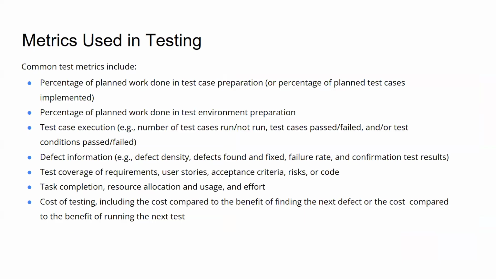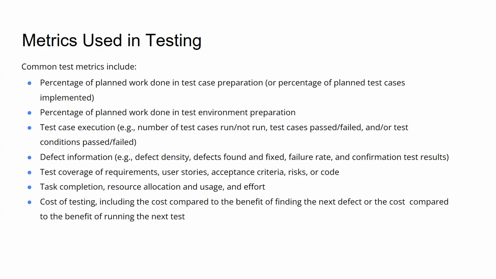So some of the common things are percentage of planned work done in test case preparation, or percentage of planned test cases implemented. So if we see that the percentage is not sufficient in the test case preparation, then we have to analyze why such a low number is there. We may have to increase the resource count, or ask the team to hurry up and do the test case preparation as quickly as possible, right? So we monitor and we control.